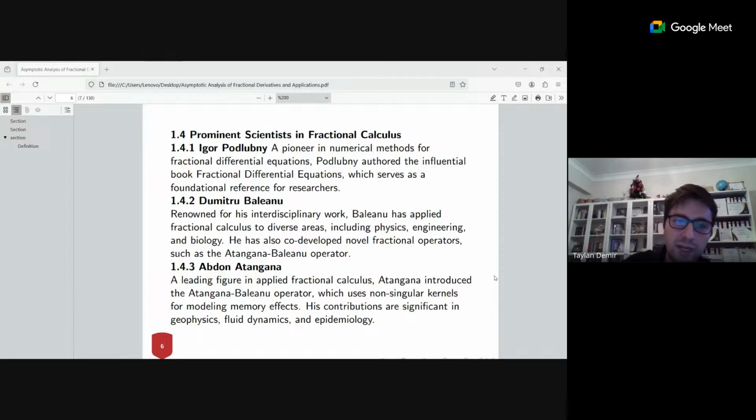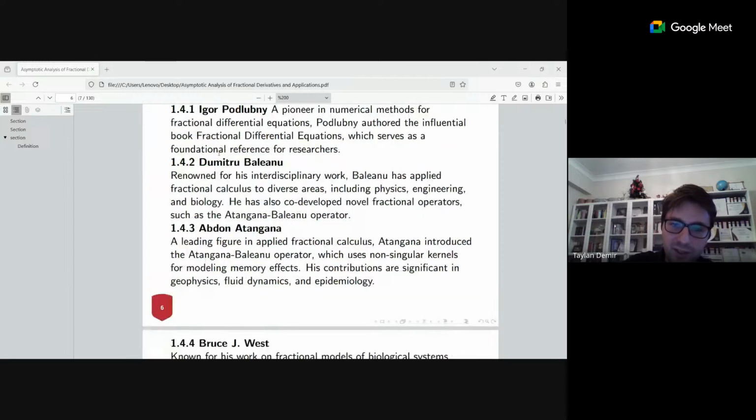Dimitri Baleanu was my master thesis supervisor. He is renowned for his interdisciplinary work. He has applied fractional calculus to diverse areas, including physics, engineering, and biology. He has also co-developed novel fractional operators, such as the Atangana-Baleanu fractional operator.